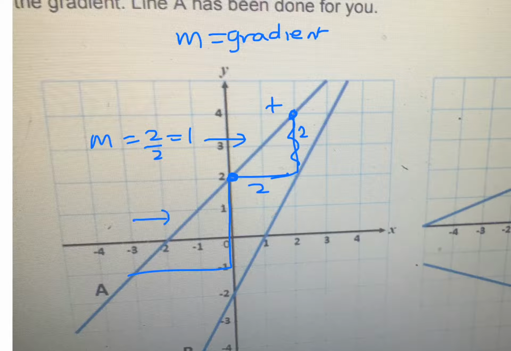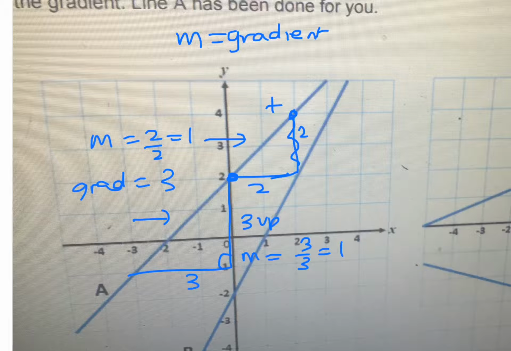This one here, the gradient equals 3. So that'll be 3 and 3. So it's 3 up, 3 across. So the gradient of that line would be 3 on 3, which is 1, which is positive. Can you see that you get the same thing no matter where you draw your triangle?